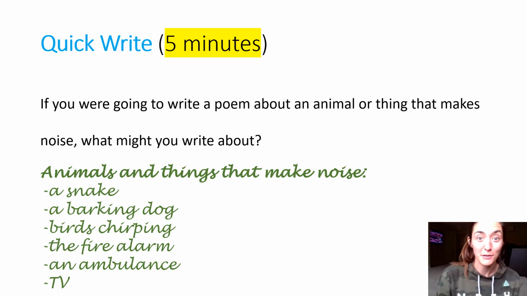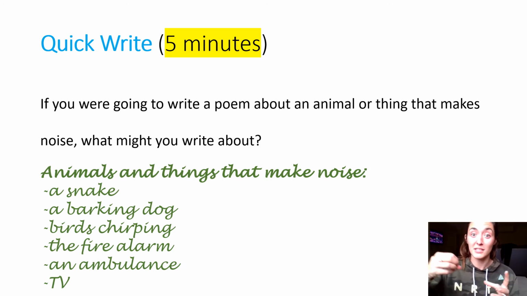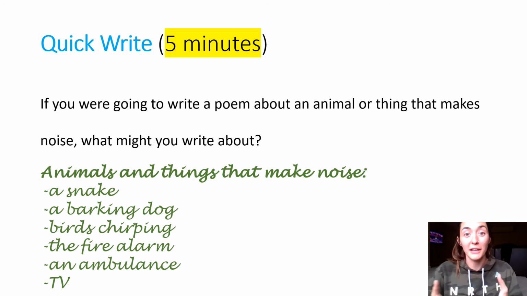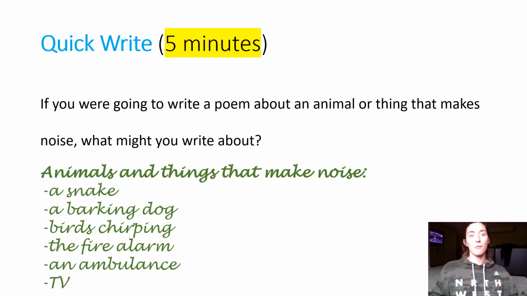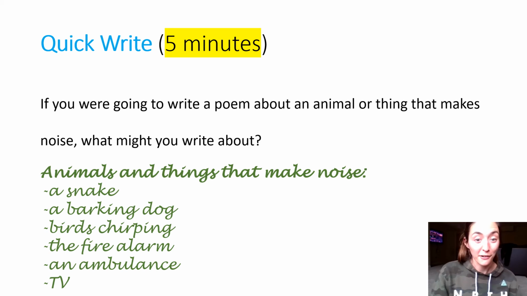Here at our new place, we have a really sensitive fire alarm. For some reason, which is great because it keeps us safe, when we're cooking, literally just the steam of the boiling water is enough to set it off. I don't know why it's so sensitive. So that's a sound that's on my mind a lot lately. Maybe the sound of an ambulance passing by, or just the sound of the TV in the background.